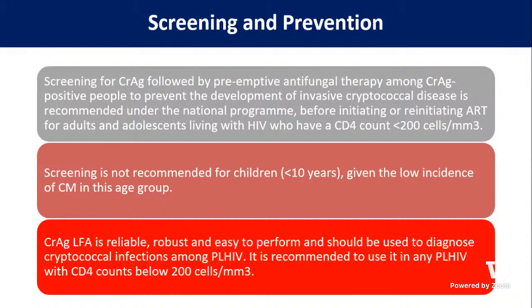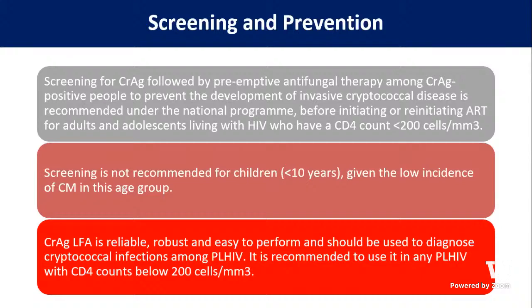So let us look at some aspects of screening for cryptococcal disease. Now the WHO and NACO guidelines for advanced HIV disease have come out with this recommendation that screening for CRAG in the blood followed by what is called preemptive antifungal therapy among CRAG positive people to prevent the development of invasive cryptococcal disease or cryptococcal meningitis is recommended before either initiating or reinitiating ART for all adults and adolescents living with HIV who have a CD4 count less than 200 cells per cubic millimeter.